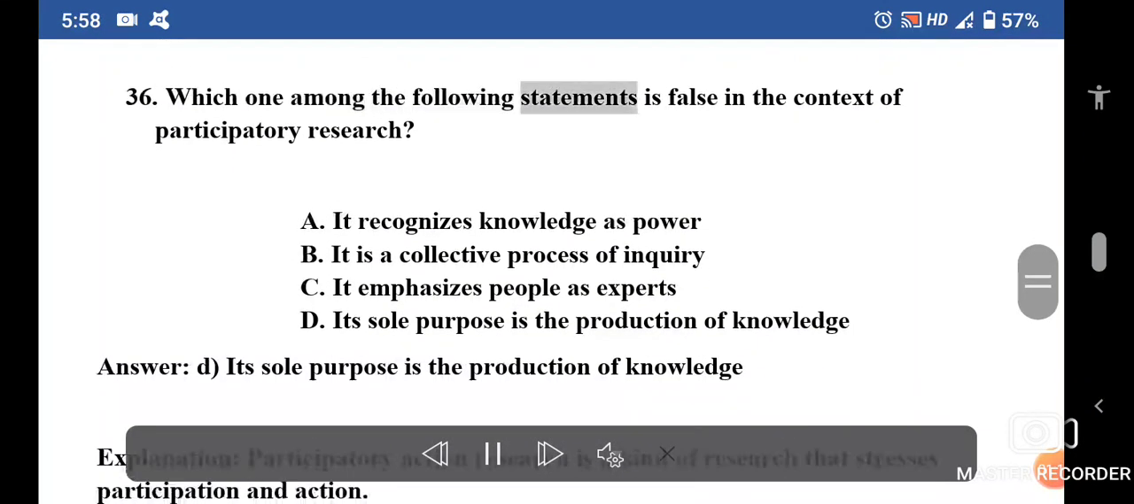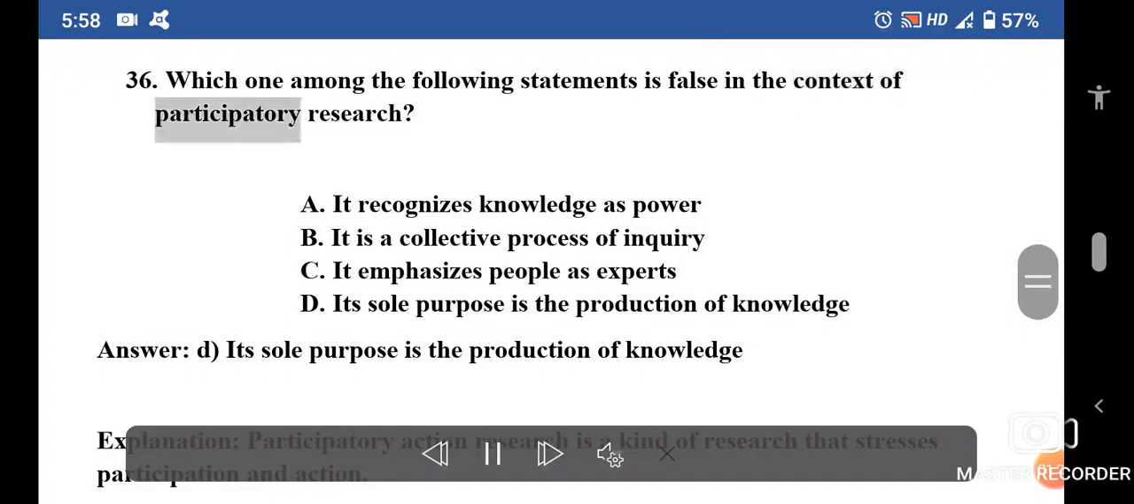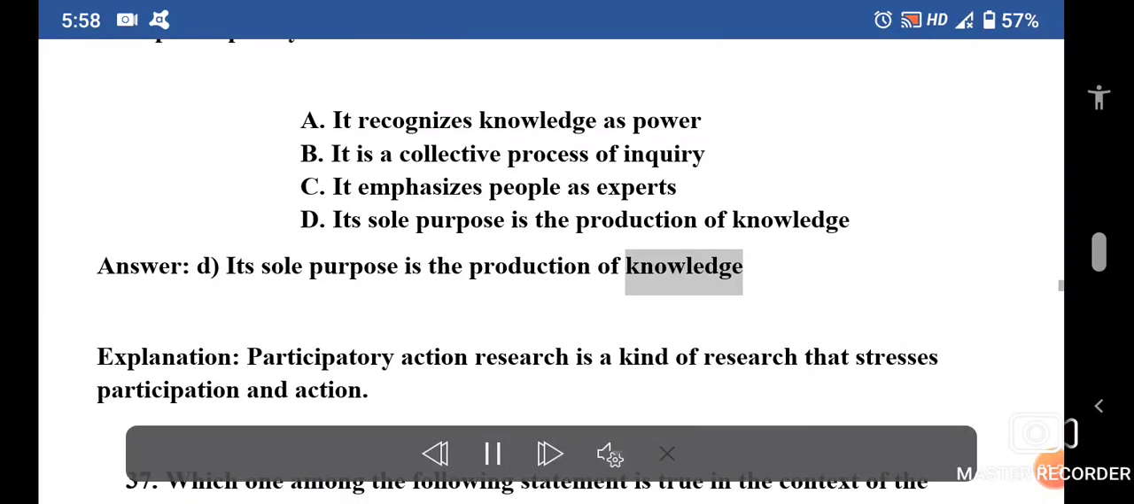Which one among the following statements is false in the context of participatory research? It recognizes knowledge is power. It is a collective process of inquiry. It emphasizes people as experts. Its sole purpose is the production of knowledge. Answer D. Its sole purpose is the production of knowledge. Explanation: Participatory action research is a kind of research that stresses participation and action.